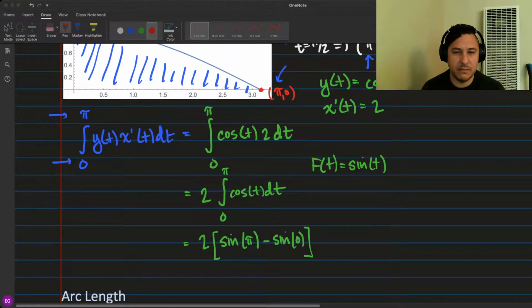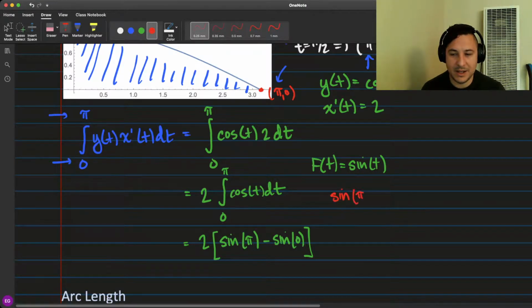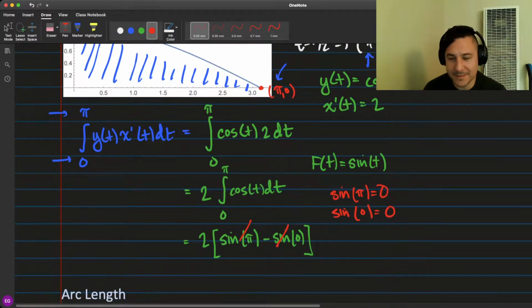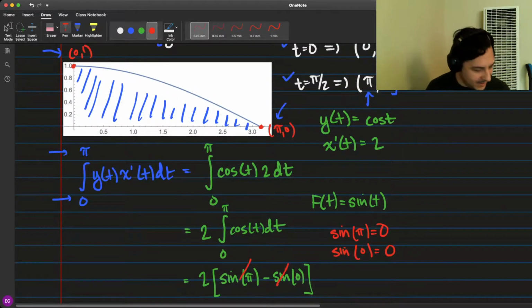What's the sine of pi? And what's the sine of 0? Holy crap. I think I just picked a really bad example. This is not the area I was expecting to get. Okay, did we make a mistake somewhere here?